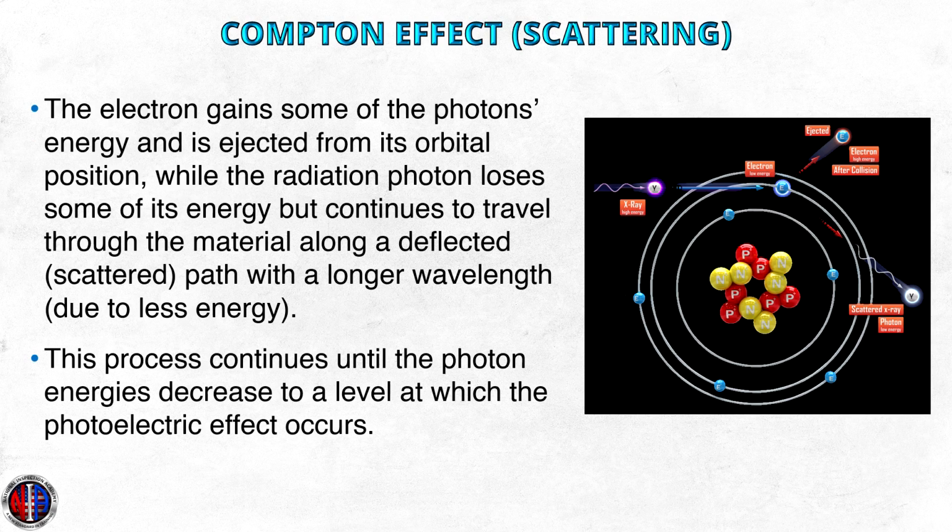The electron gains some of the photon's energy and is ejected from its orbital position, while the radiation photon loses some of its energy but continues to travel through the material along a deflected path with a longer wavelength. This process continues until the photon energies decrease to a level at which the photoelectric effect occurs.